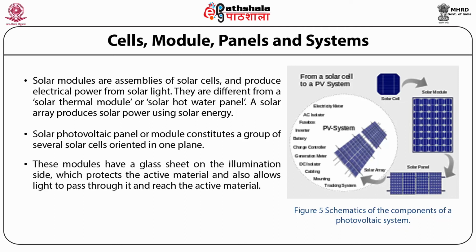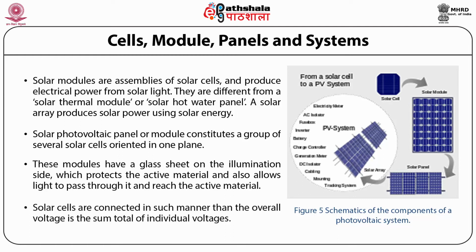These modules have a glass sheet on the illumination side which protects the active material and also allows light to pass through it and reach the active material. Solar cells are connected in such a manner that the overall voltage is the sum total of individual voltages.